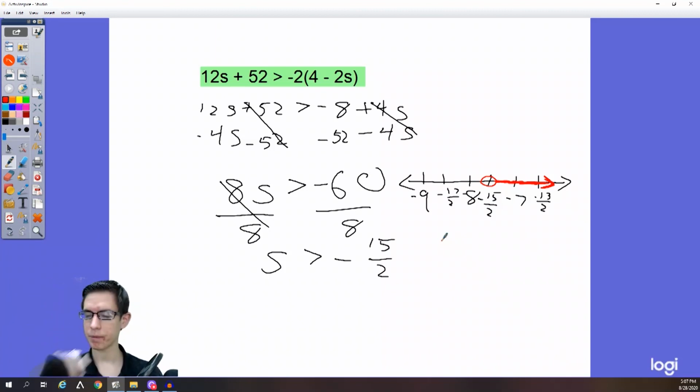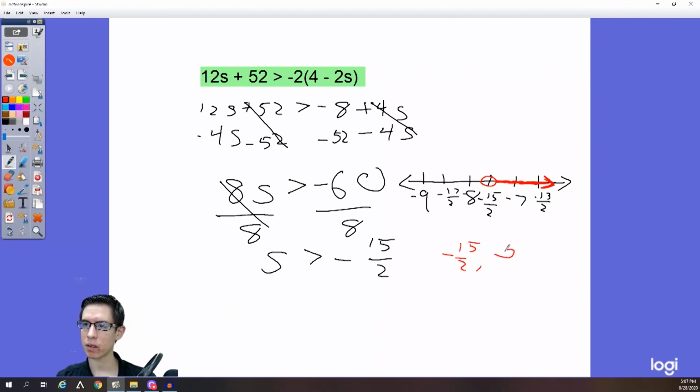Oh, wait, sorry. Before I wrap things up, one more quick little thing. We've got to get that interval notation, and this time, again, it's pretty straightforward. Negative 15 halves, comma, positive infinity. And because it's not equal to, we've got to put an open parenthesis, right? And then a close parenthesis, because we always put parentheses on infinity. We never put brackets there.